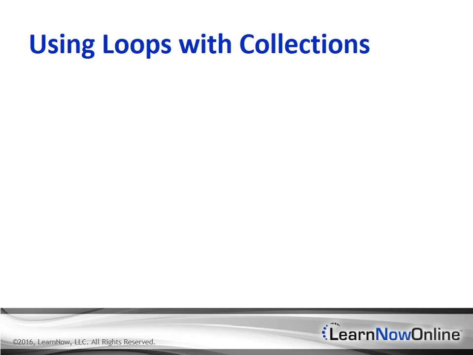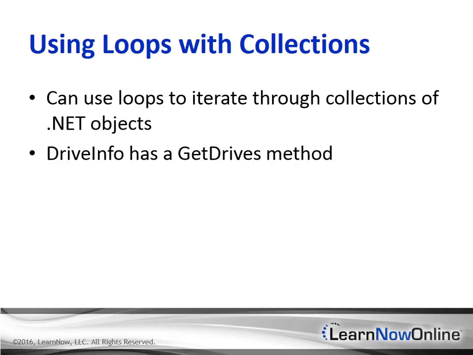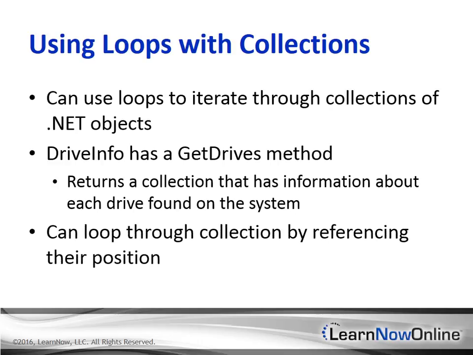Another cool thing that you can do with loops in C# is that you can use loops to iterate through collections of objects that the .NET framework returns when you call some of its methods. For example, the DriveInfo class provides a GetDrives method. This method returns a data structure that contains multiple items, one corresponding to each of the available drives on the computer. If you want to iterate through all of the items in the data structure, you can refer to the items by their position within the data structure itself.